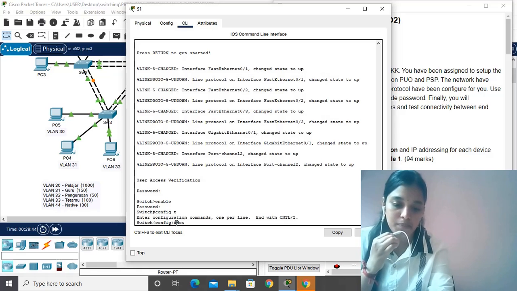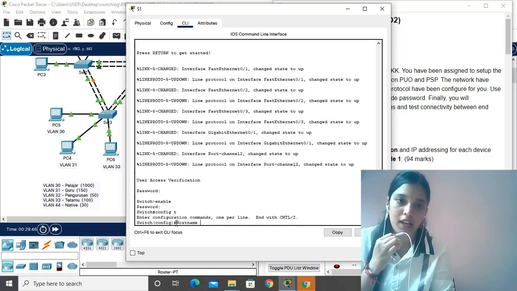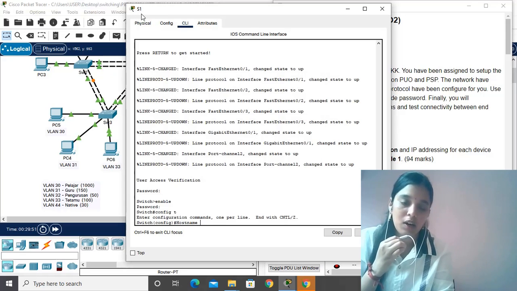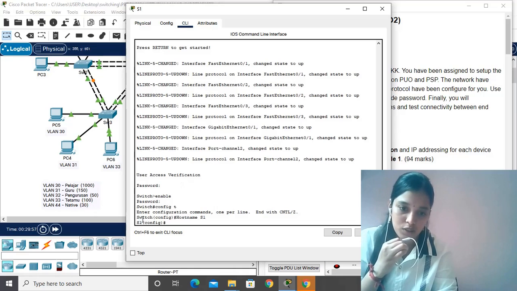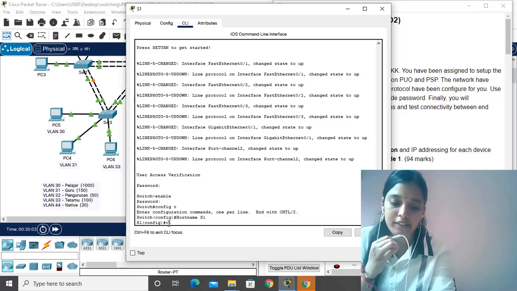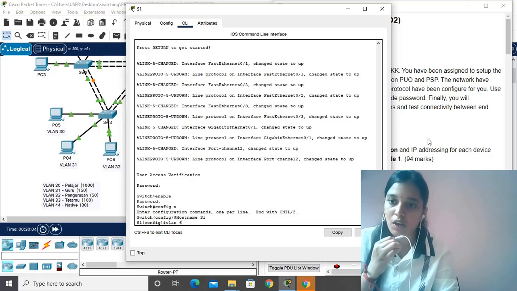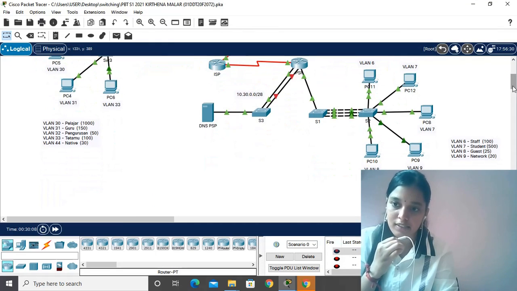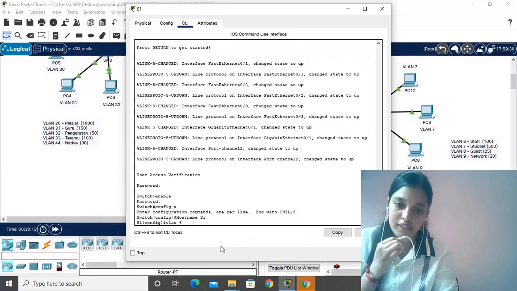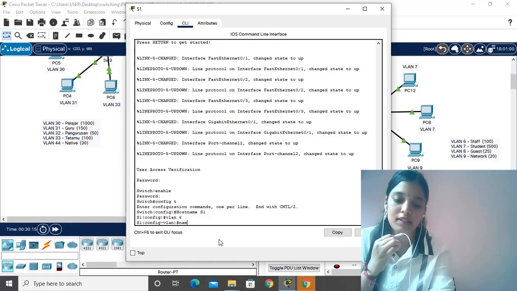Change the host name in switch S1. So how to see? Here on the left hand side they have shown S1, so must write S1. It will be changed, the switch will be changed to S1 config, so must write there VLAN 6. How to know? In the table they have given VLAN 6, so the VLAN name is staff, so must write there VLAN 6 and the name is staff.